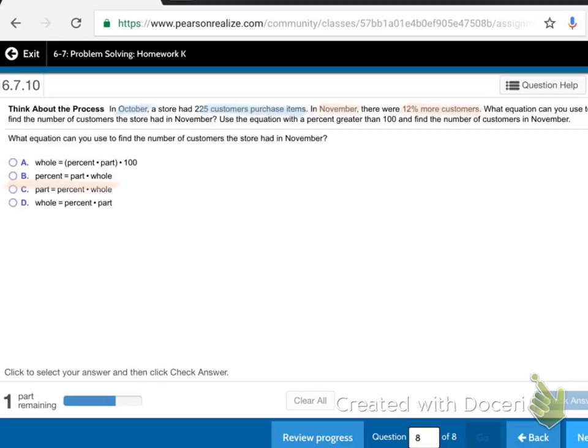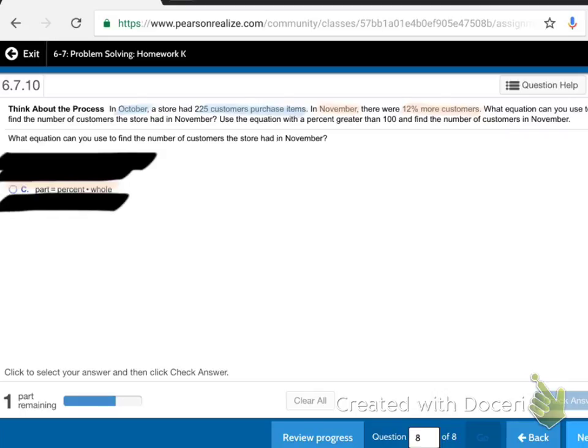And then what equation have we talked about? Part equals percent times whole. So you can get rid of these other ones. They're all variations of part equals percent times whole if you move things around. I would suggest sticking to what you know. Don't start moving around pieces and then confuse yourself. So what can I do? Well, I know I had 225 purchase items. I know I had 12% more, so I can use part equals percent times whole.